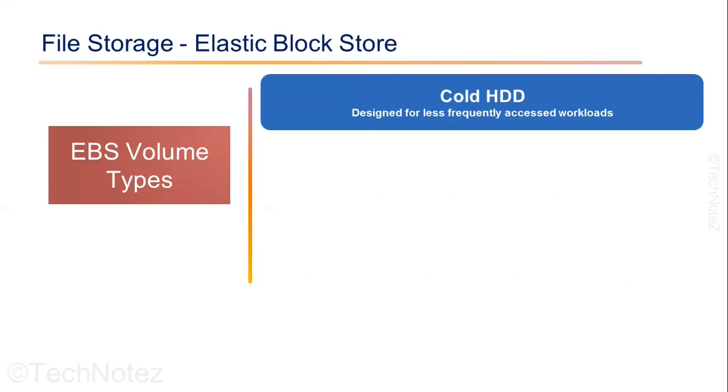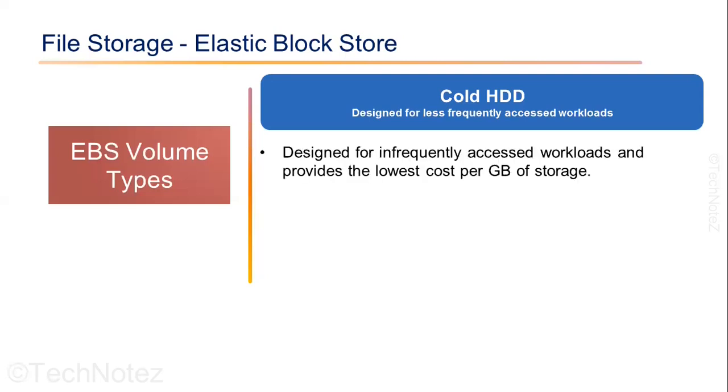Cold HDD. EBS Cold HDD is a storage volume type which is designed for infrequently accessed workloads and provides the lowest cost per GB of storage. Cold HDD are also based on traditional magnetic hard disk drive technology and are optimized for infrequently accessed data such as backup, disaster recovery, and long-term archival storage.